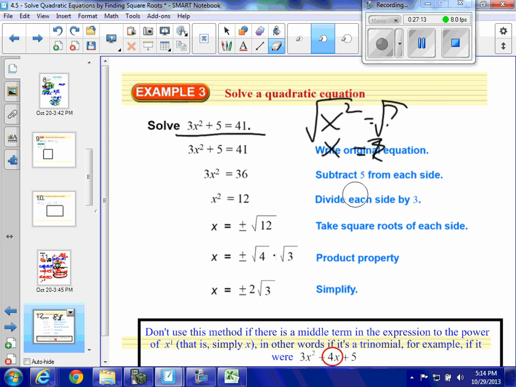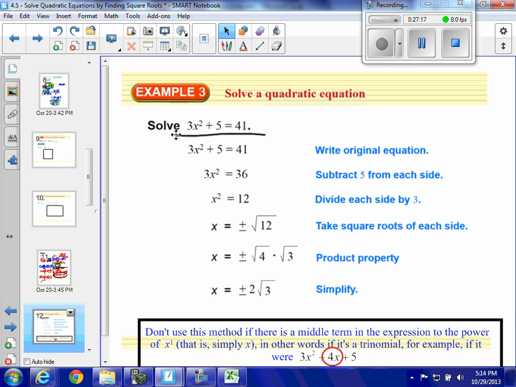So I'm trying to isolate x squared. Well, I can do that. With this one here, I'm just going to subtract 5 from both sides, and I get 3x squared is equal to 36. Now, that is not isolating x squared. That's still a 3 on there. So I'm going to divide both sides by 3, and I get x squared is equal to 12.